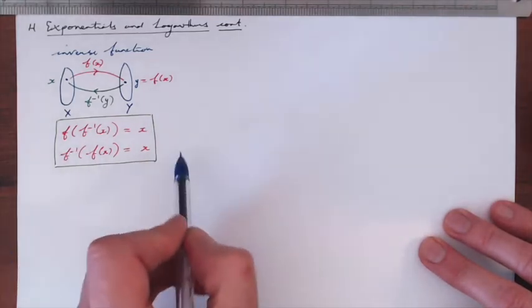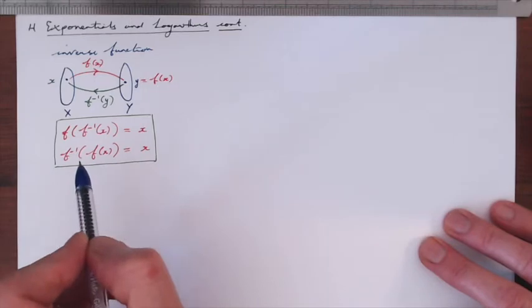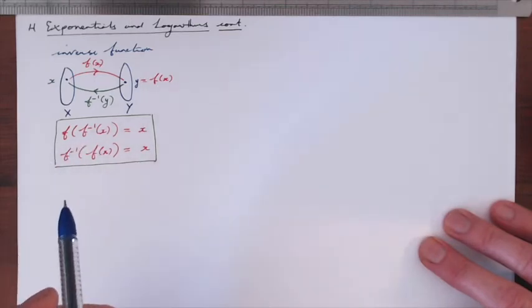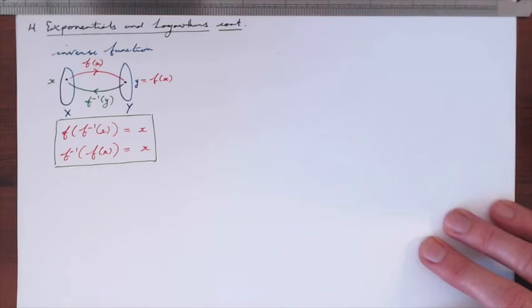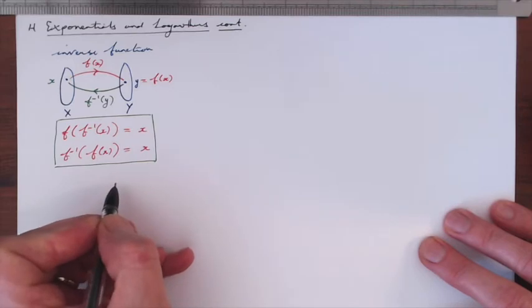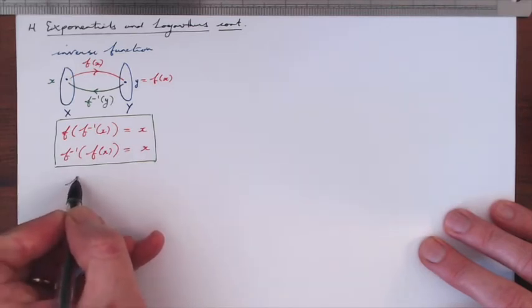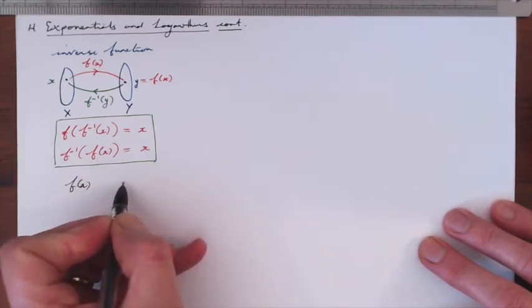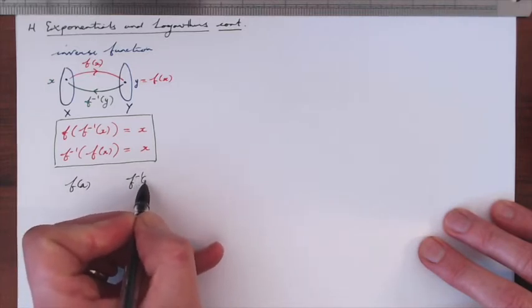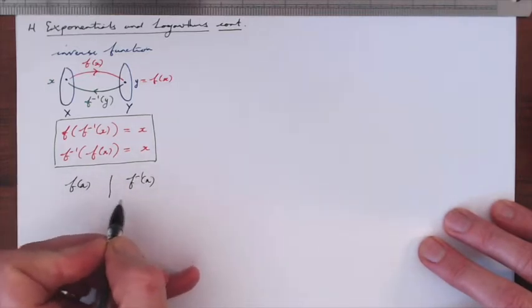So those are the very important relationships that relate the inverse function to the original function. And we're very familiar with this idea, but we don't often recognize that we're very familiar. So let me just give you some very simple examples of functions and their inverses. And this will motivate then the logarithm.